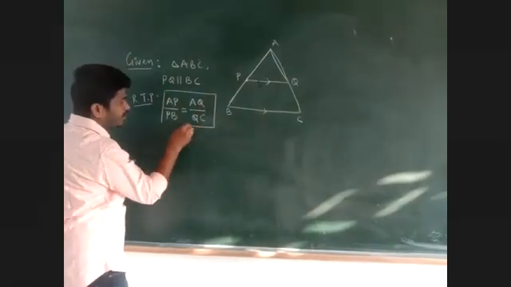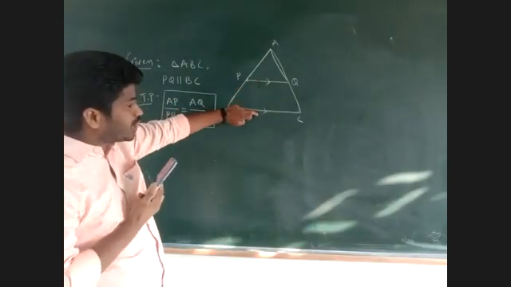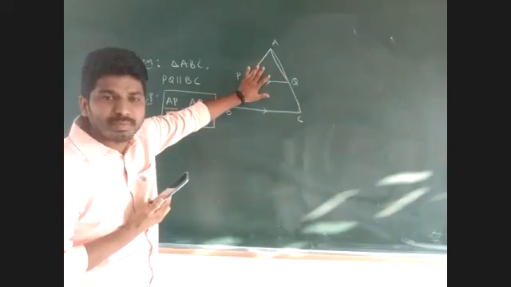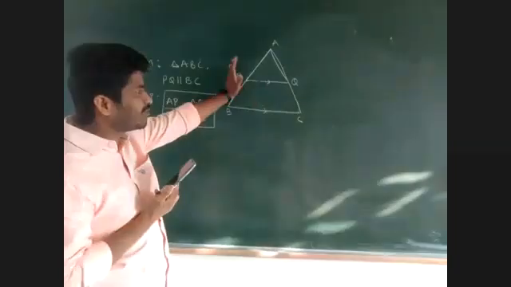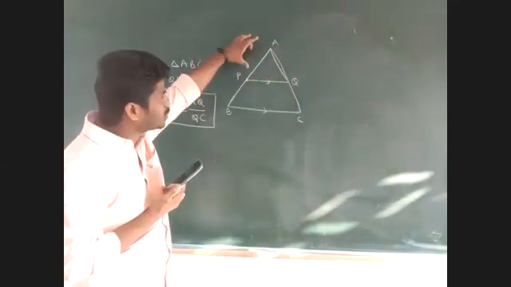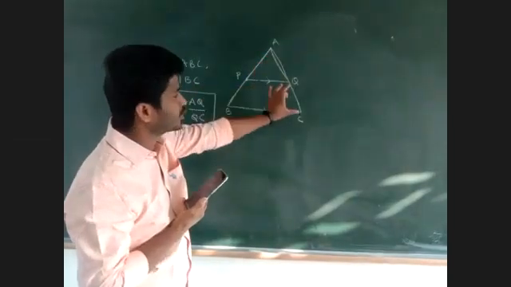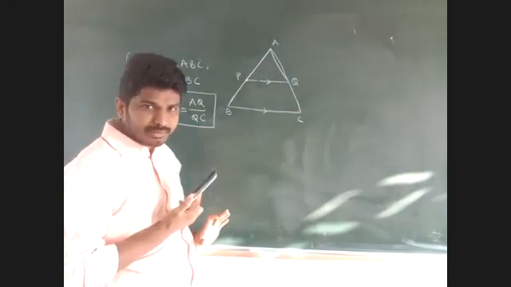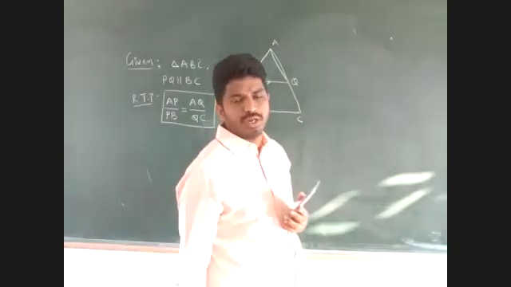This is a very, very important part. So the given condition is, in triangle ABC, PQ is parallel to BC. Then prove that the line divides the other two sides in the same ratio, which means AP by PB equals AQ by QC. Is it right? Now prove that AP by PB equals AQ by QC. Then the proof. Before we go for the proof, here we have one more condition.